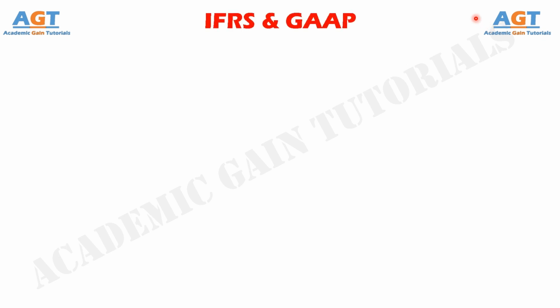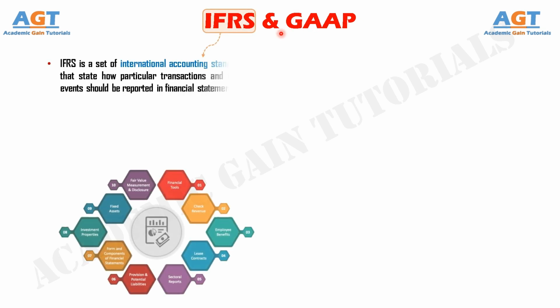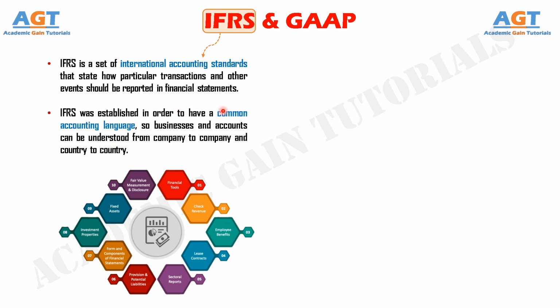In this video, we will look into the differences between IFRS and GAAP. IFRS is a set of international accounting standards that state how particular transactions and other events should be reported in financial statements. IFRS was established in order to have a common accounting language, so businesses and accounts can be understood from company to company and country to country.